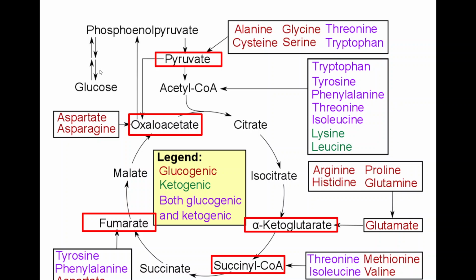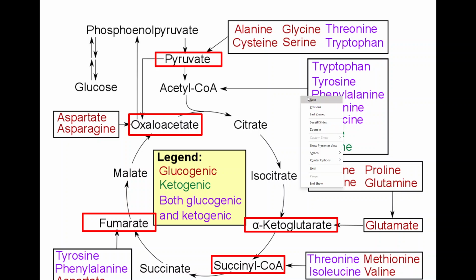So in red, what do we have here? The amino acids labeled in red are the glucogenic ones. The ketogenic are labeled in green. How many green do we have? Two: leucine and lysine. These will give rise to acetyl-CoA, and acetyl-CoA can be converted to fatty acids or ketones, right?